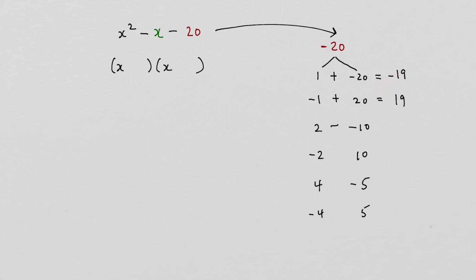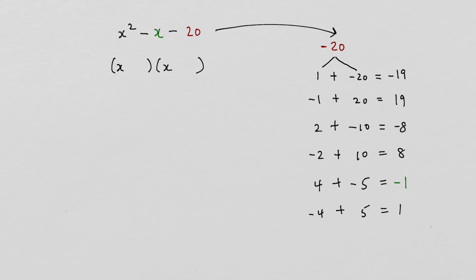2 plus negative 10 is equal to negative 8. Still not what we want, but we're getting closer. Negative 2 plus 10 is 8, so that's not what we want. 4 plus negative 5 gives me a negative 1, and that's what we're looking for. Let's just check the last one. Negative 4 plus 5 gives me a positive 1, so that's not what we want.